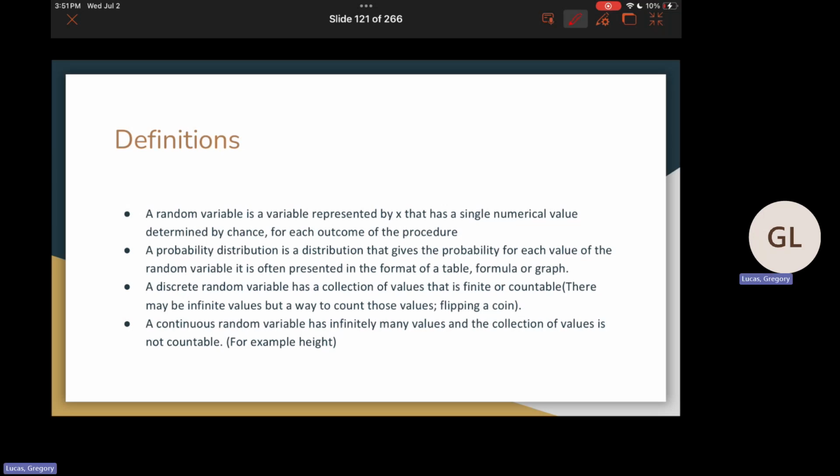A discrete random variable has a collection of values that is finite or countable. There may be infinite values, but there must be a way to count those values. For example, flipping a coin. And a continuous random variable has infinitely many values, and the collection of values is not countable. For example, height. Infinitely many possibilities of height, so it would not be a countable variable.